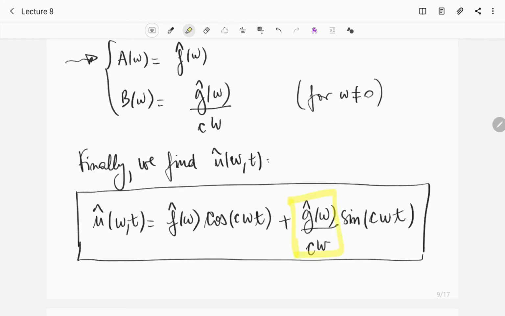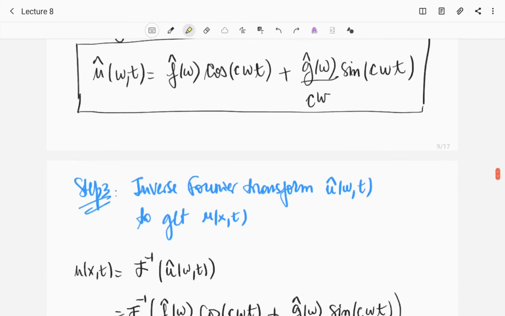This is b, the other constant that we found. So the Fourier transform of g divided by c omega and sine c omega t. Okay, step 2 is done already, which was solving the ODE that we got in step 1. The ODE is in terms of the Fourier transform of u in omega t, where the variable is t. So here we have the solution.